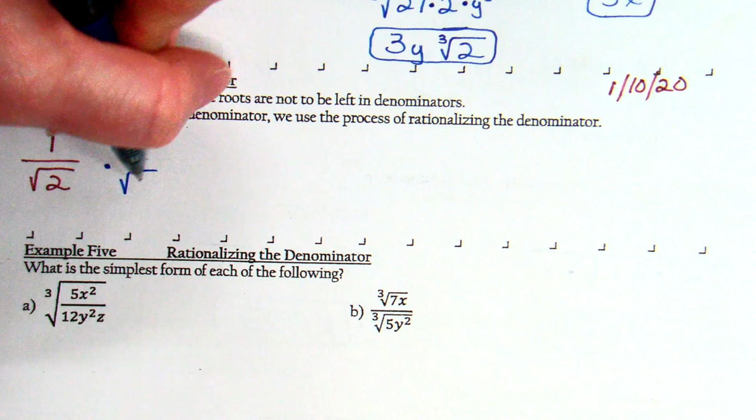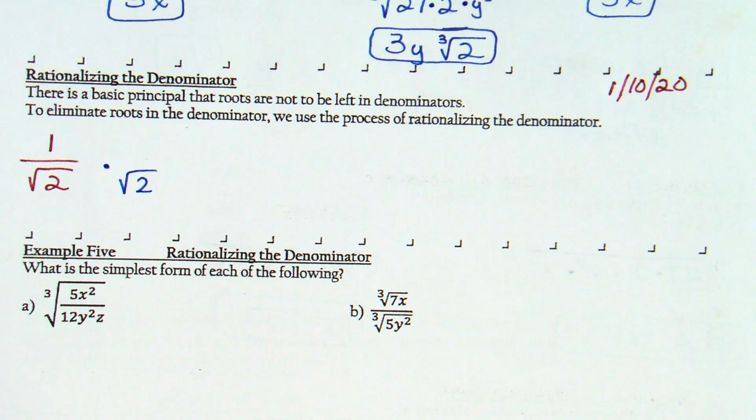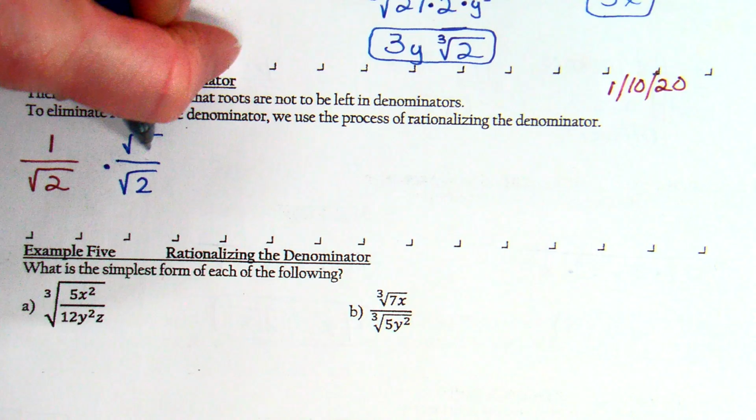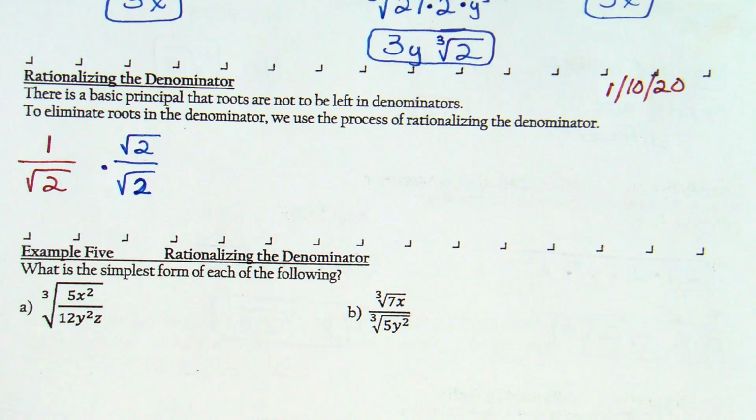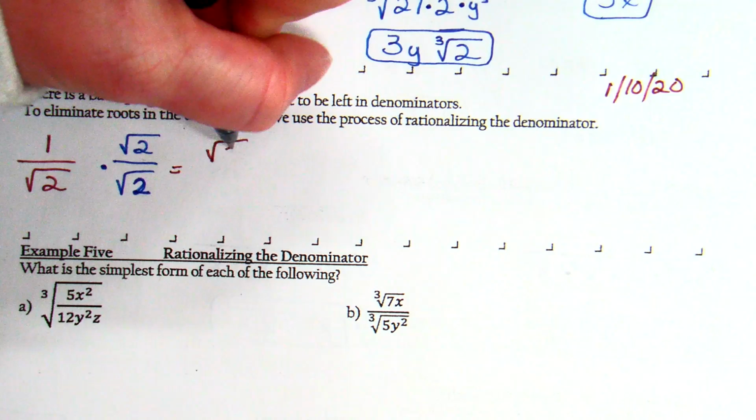Now, we're in fraction world. So, what do we have to do? Whatever you do to the denominator, you do to the top. Because when we're multiplying by square root of 2 over square root of 2, we're really just multiplying by 1. On top, what is 1 times the square root of 2? 1 square root of 2, which can just be written as square root of 2.